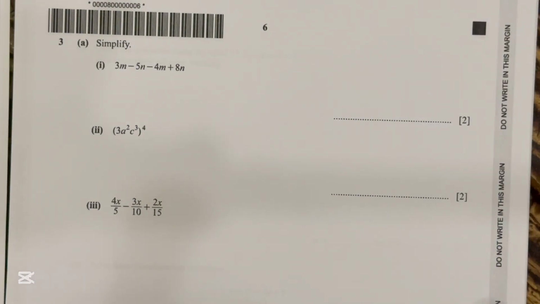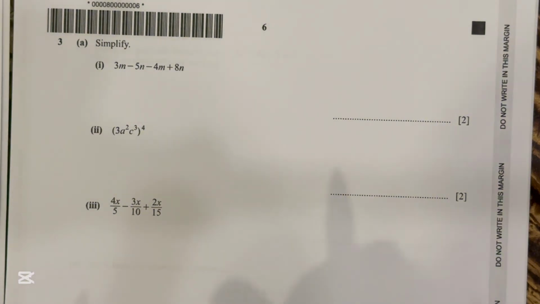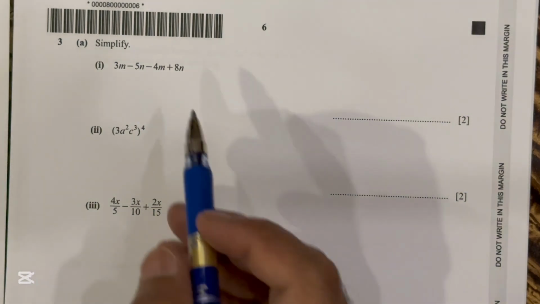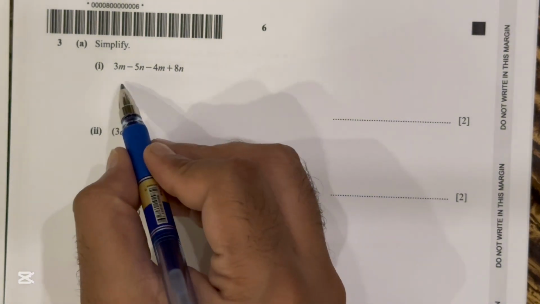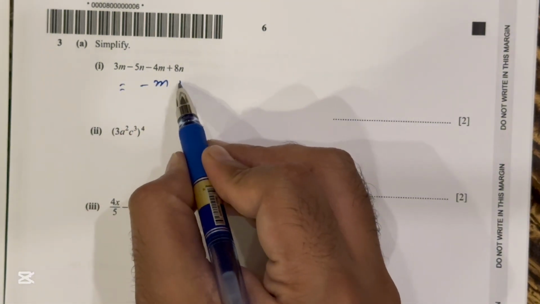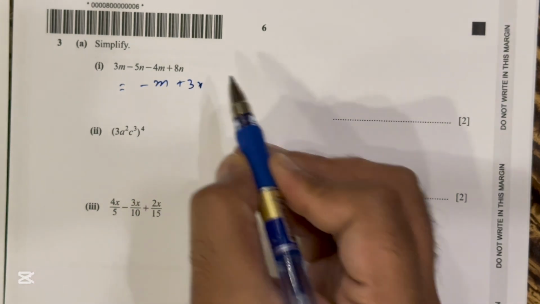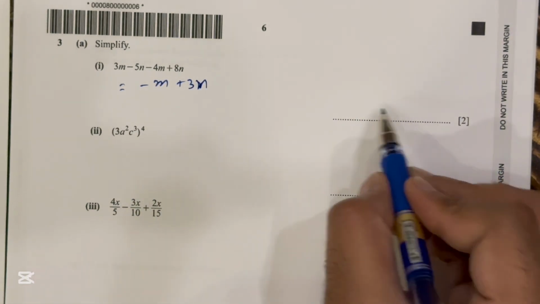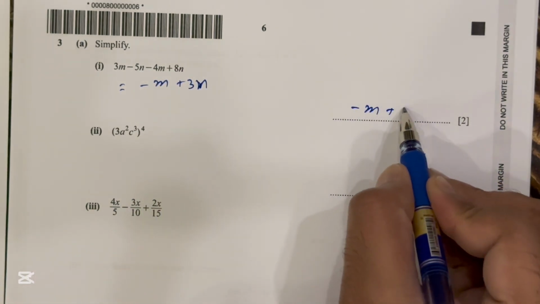Moving to question number 3, part A. This is a simple algebra question: 3m minus 4m plus 3n minus 5n minus 4n plus 8n. So you're going to add 3m minus 4m, that would be equal to -m, then minus 5n plus 8n would be 3n. So this would be your final answer, -m plus 3n.